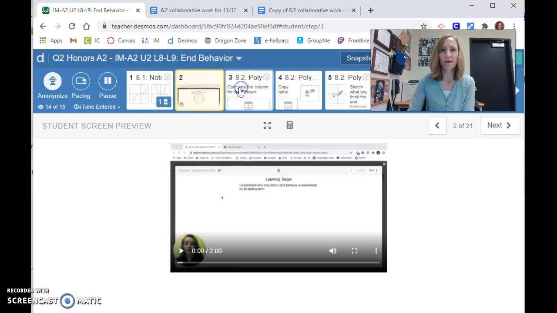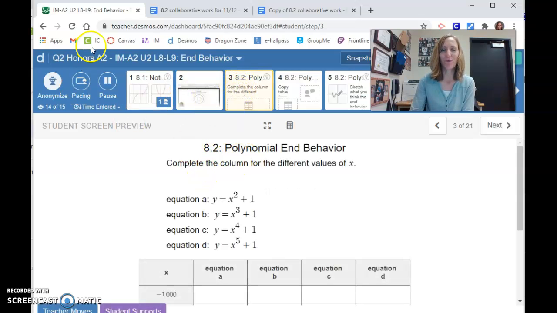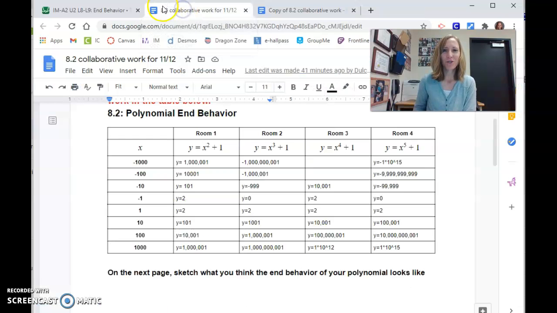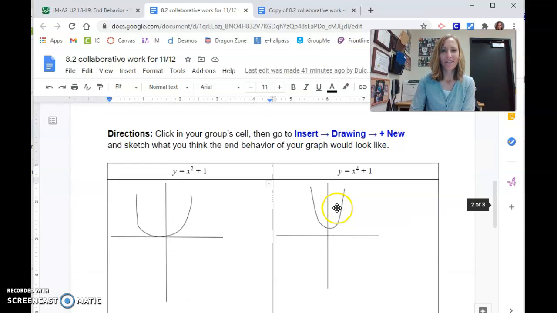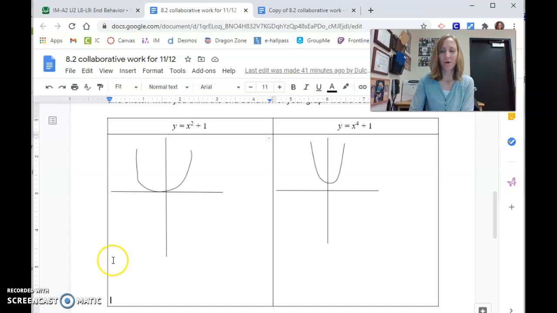As we move on to slide 3 and this activity 8.2 called polynomial end behavior, then we can look at some of the work today that we did collaboratively. So we worked in some breakout rooms to go ahead and fill in our table. Looks like we've lost a couple of our values here. And then we sketched what we thought these graphs might look like.